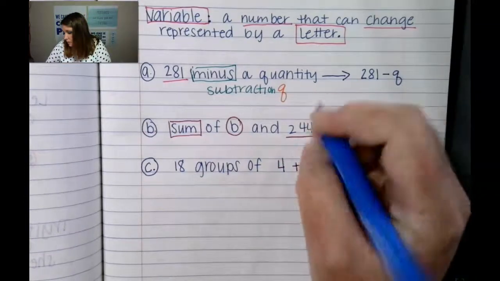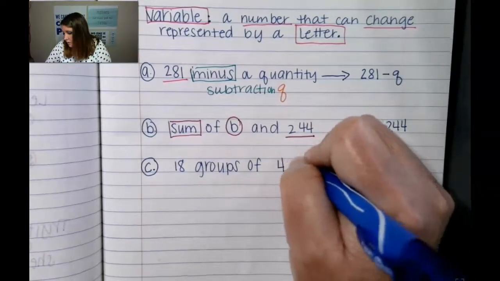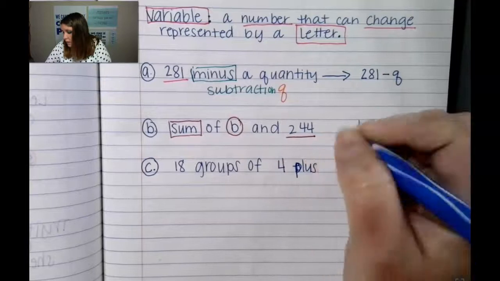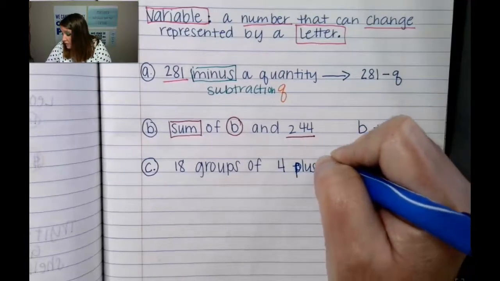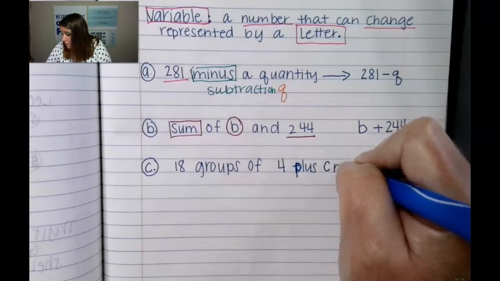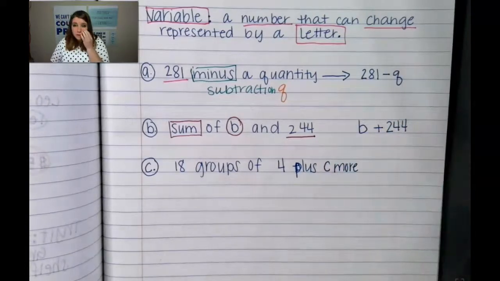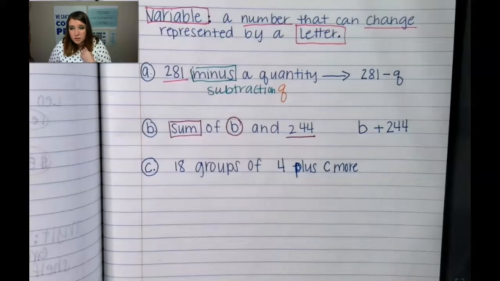Plus, my goodness, Missy Linder, you are tired. Plus 18 groups of 4 plus C more. Let's get fancy on this one. Let's challenge you. Okay, so we have 18 groups of 4 plus C more. So on this one, we actually have two things happening, which some of you got to in your IXL lessons. So this is a great one to see.